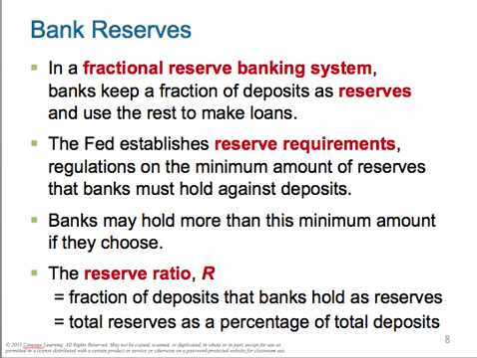In a fractional reserve banking system, banks keep a fraction of deposits as reserves and use the rest to make loans. That's how banks make their money. They loan out the money that comes in and charge those folks, those investors, an interest rate that's higher than the interest rate they're paying the people who are saving there, and they keep the difference.